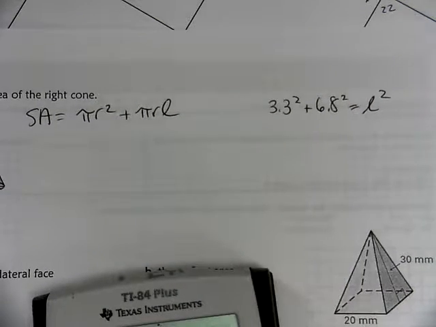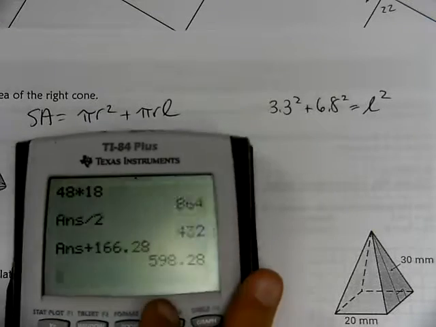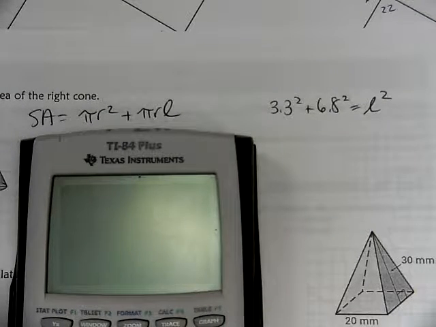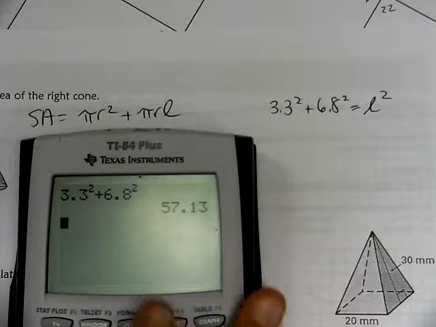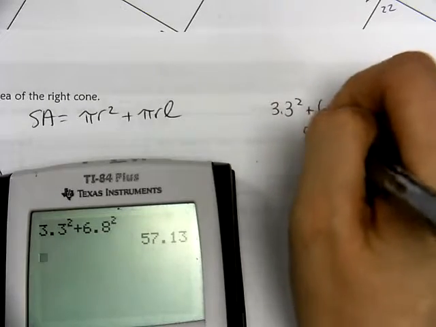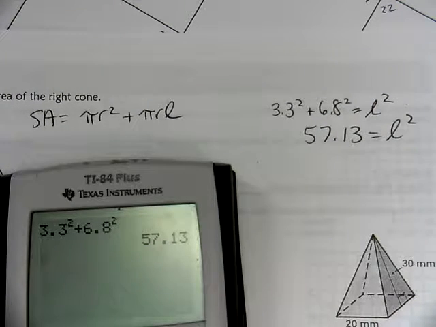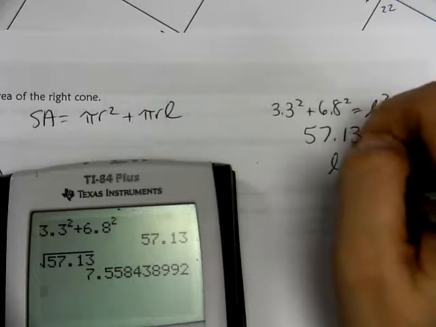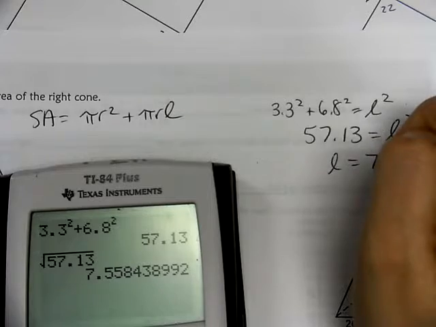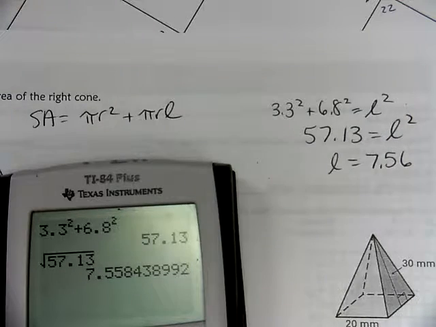Total? 98.5. Oh, okay. I was like, that's not the answer. 57.13 is the slant height squared. You weren't close at all. So our slant height is 7.56.